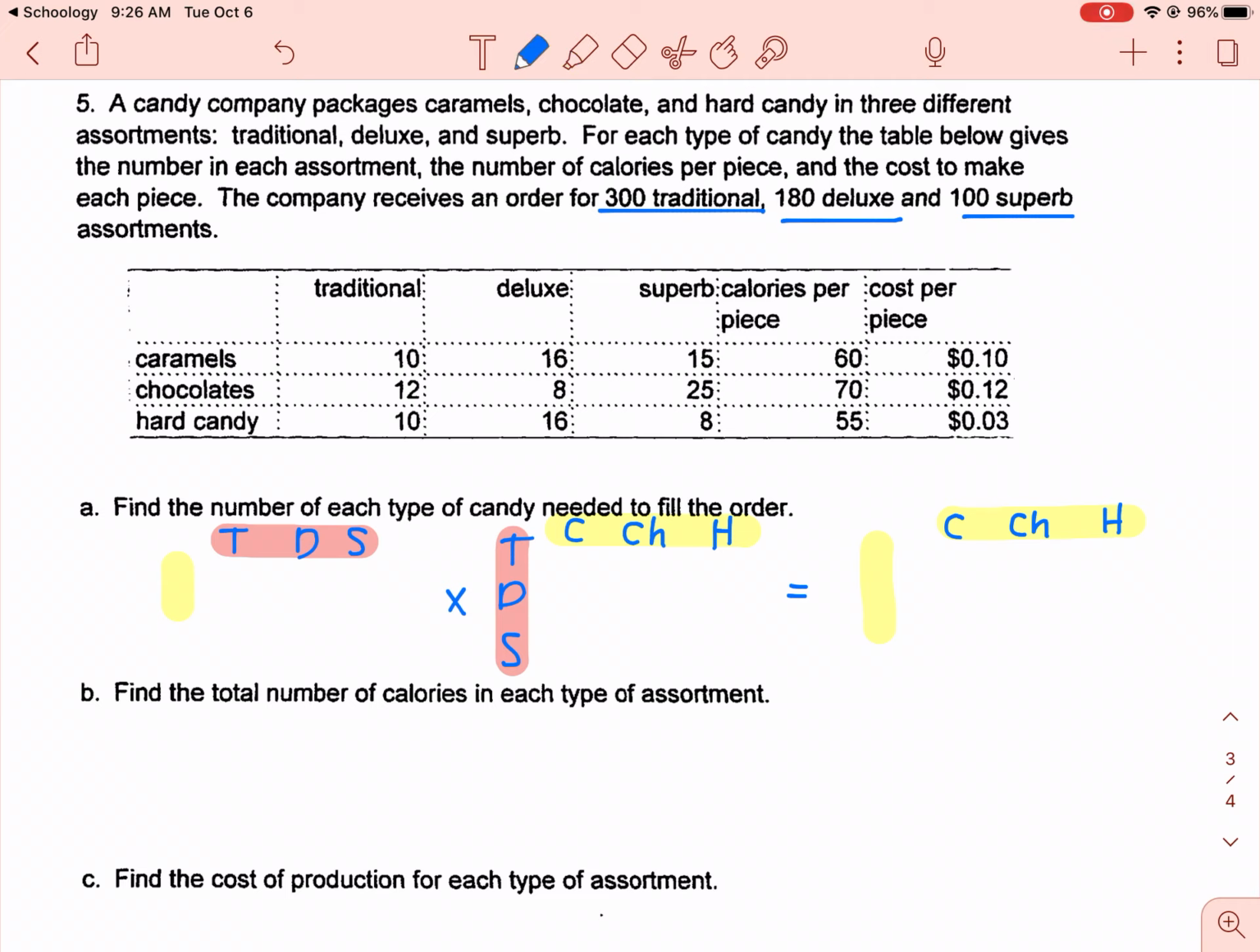Now the fun part, fill in the matrix. You need 300 traditional, you need 180 deluxe, you need 100 superb. Let's compare how much is in each box. Caramels, traditional, deluxe, caramel. Just make sure your labels match up.